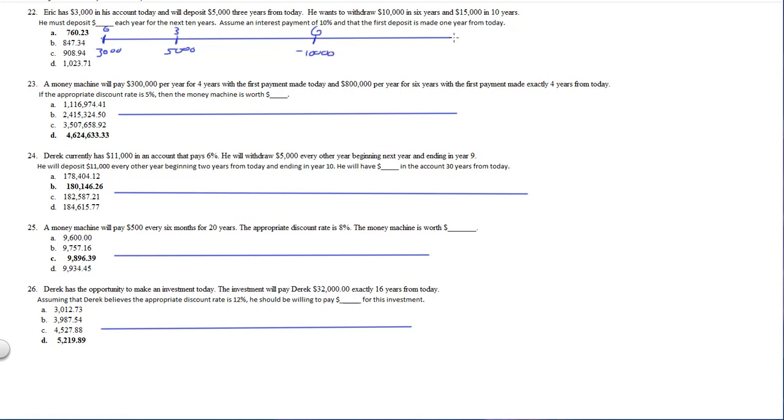And at year 10, he wants to withdraw $15,000, but he's going to be making deposits every year. So he can do this. He wants to make deposits every year. So I have 10 total deposits. The interest rate is 10%.